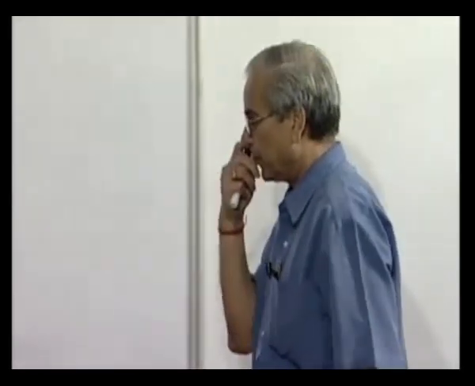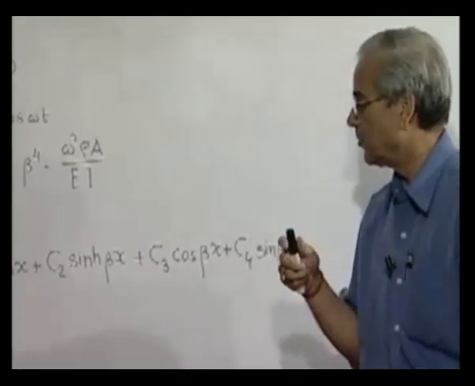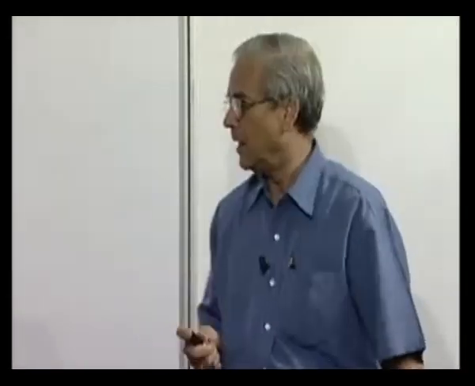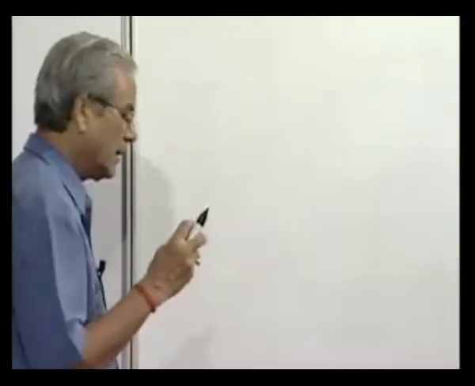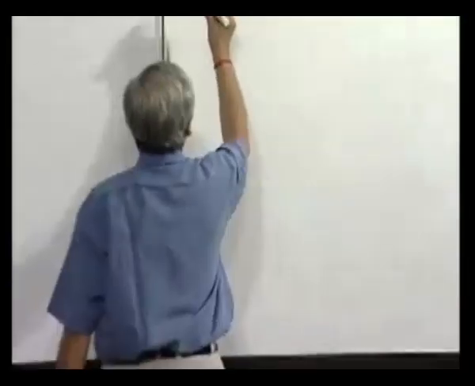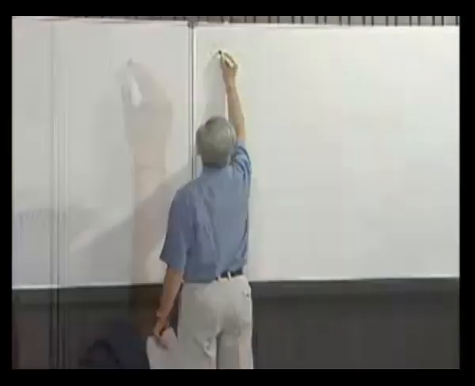Now, to make further progress, we have to take up individual cases, and as we have found in the case of bars and shafts, the value of beta we can find out from the boundary condition. So, therefore, our next step will be to take up individual cases. First, we will take case of simply supported beam.